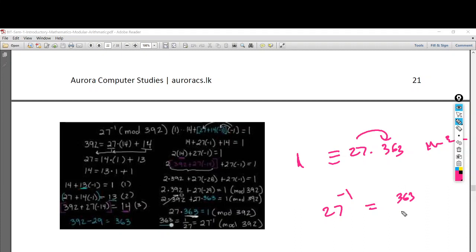Of course it can be 363. Why? When the mod is 392, it can be anything smaller than 392. So therefore that value can be 363. So the inverse of 27 in mod 392 is 363. So these things are not that easy to find any other way. And of course, since this is not a prime number, you can't use Fermat's little theorem as well. Okay, right. So any questions up to this point?